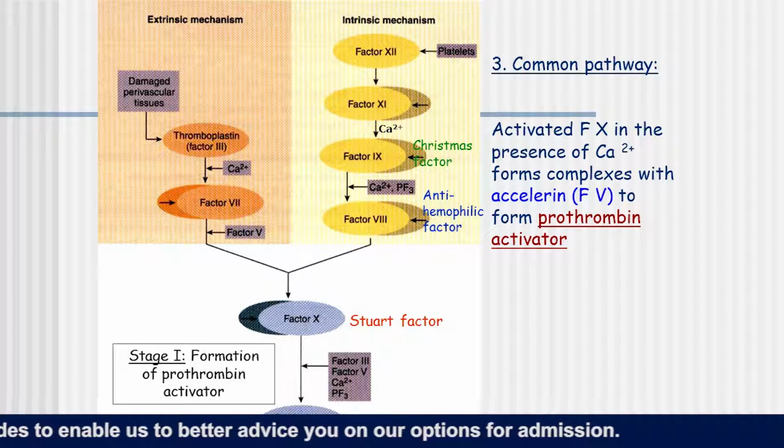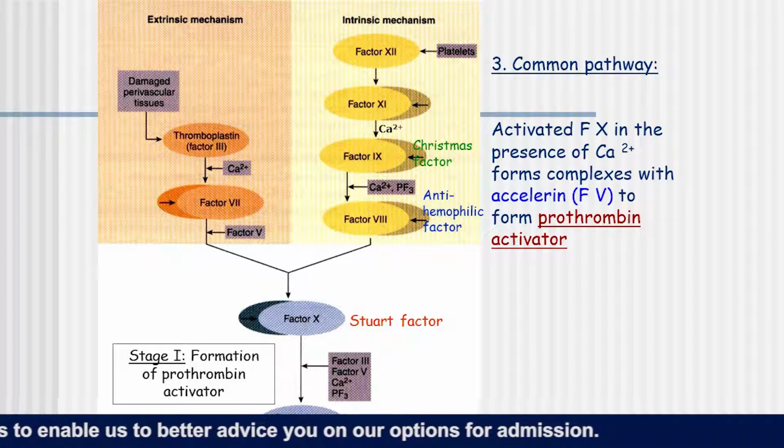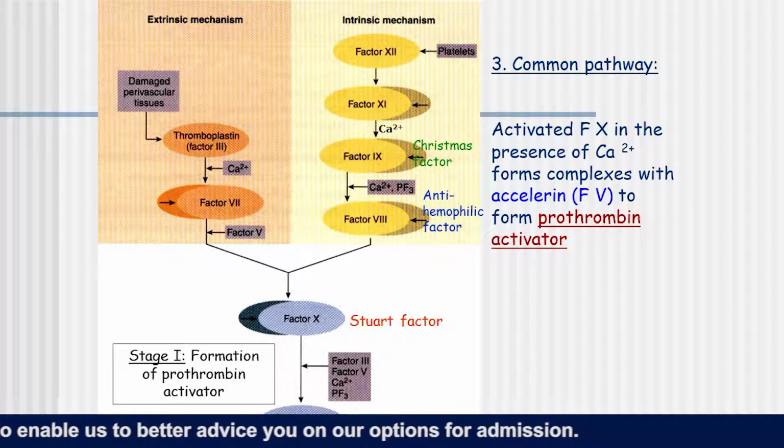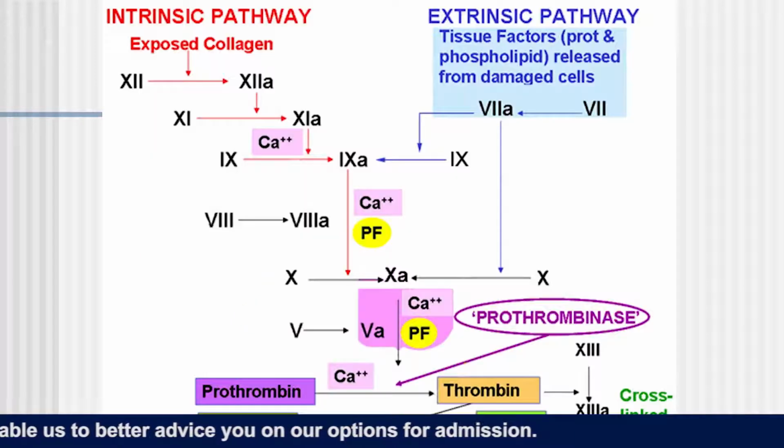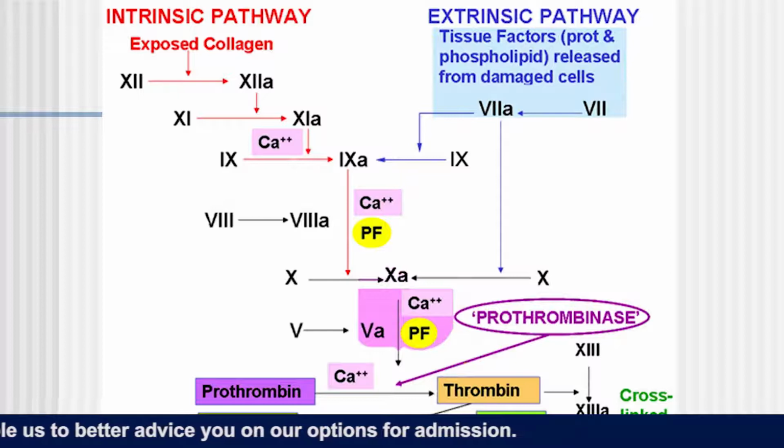So what I want you to remember is calcium, thrombin, and the intrinsic and then the extrinsic pathways. The factors are many, but if you remember calcium, prothrombin, and the intrinsic and extrinsic pathways, you are looking at the process of blood clotting.